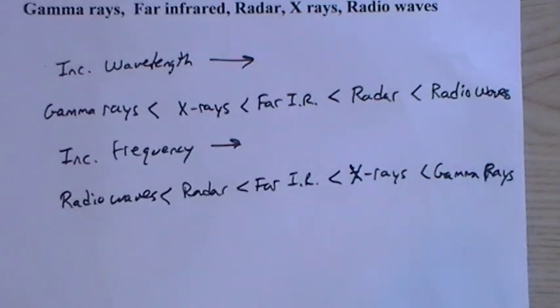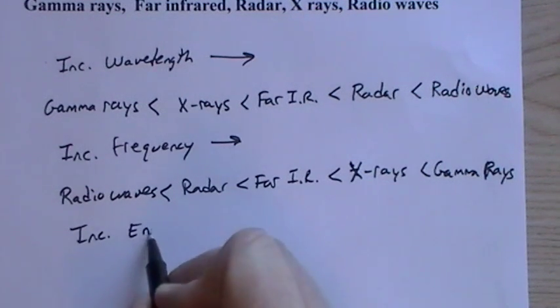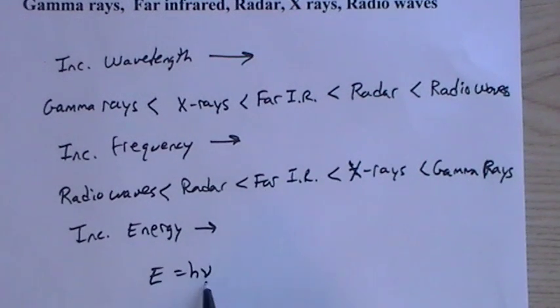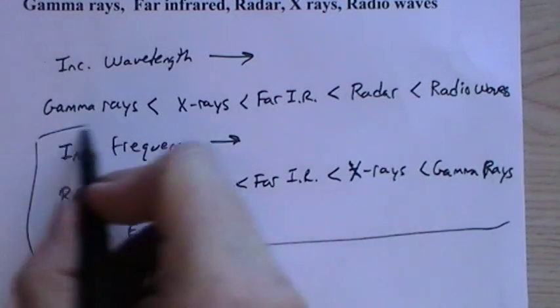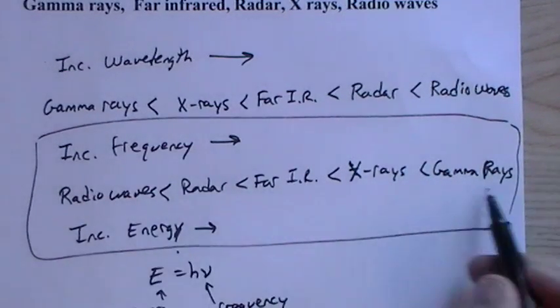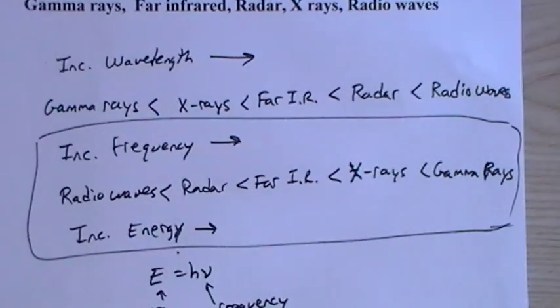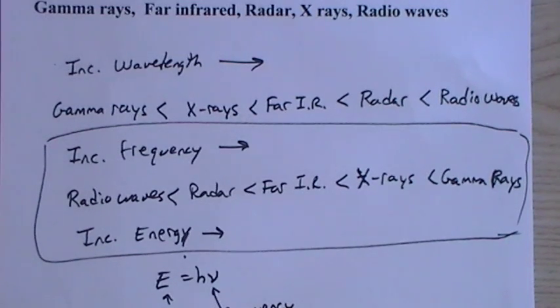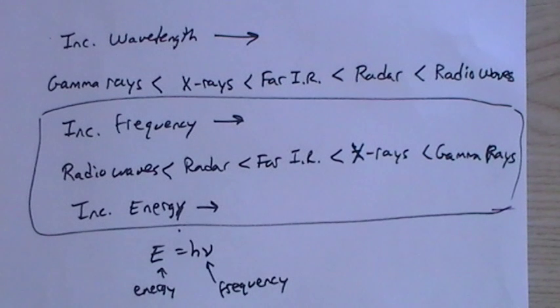Gamma rays. And then increasing energy. This is jumping ahead to the next lecture, but energy is equal to h nu. This is frequency, this is energy. So we can see that energy is proportional to frequency. As the frequency goes up, the energy goes up. So we don't even have to rewrite it for increasing energy. They both move in the same way, but the wavelength moves in the opposite way. As you increase the wavelength, the frequency decreases and the energy decreases. So the highest energy photons are going to be ones that have the highest frequency or the shortest wavelength.